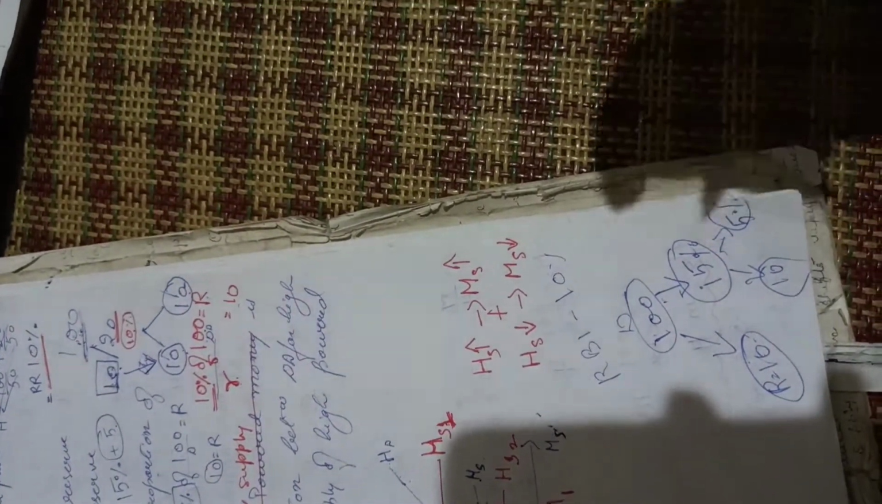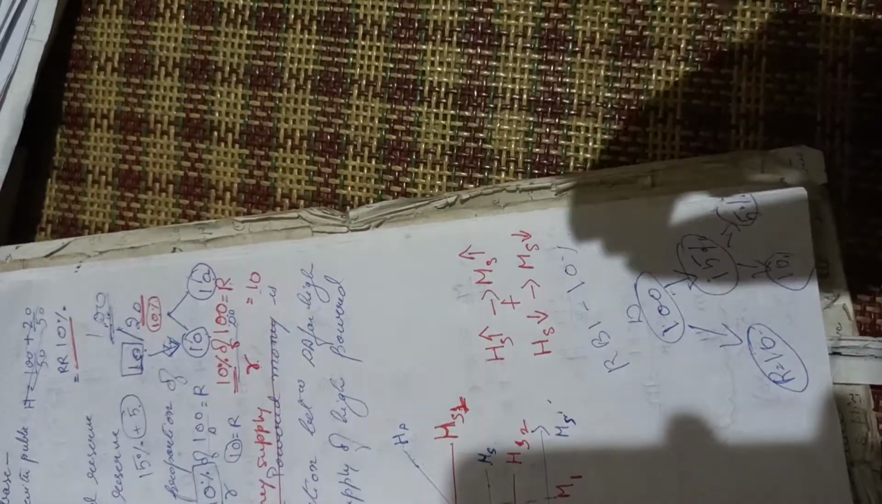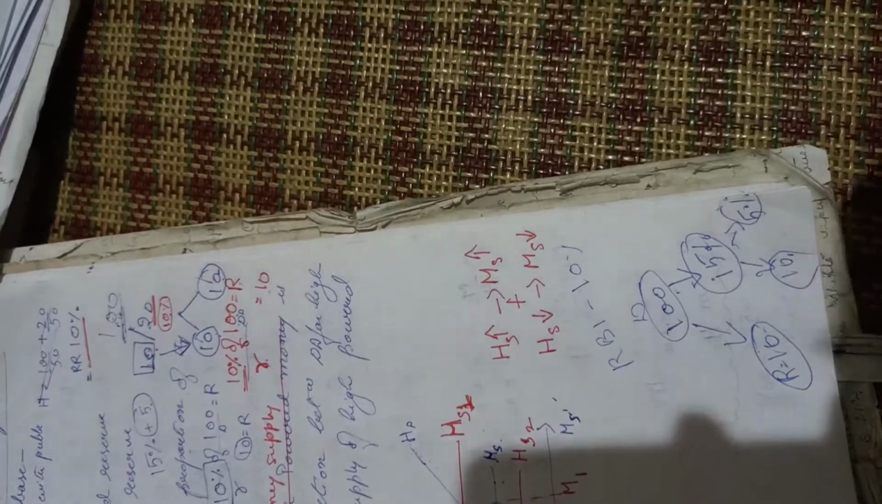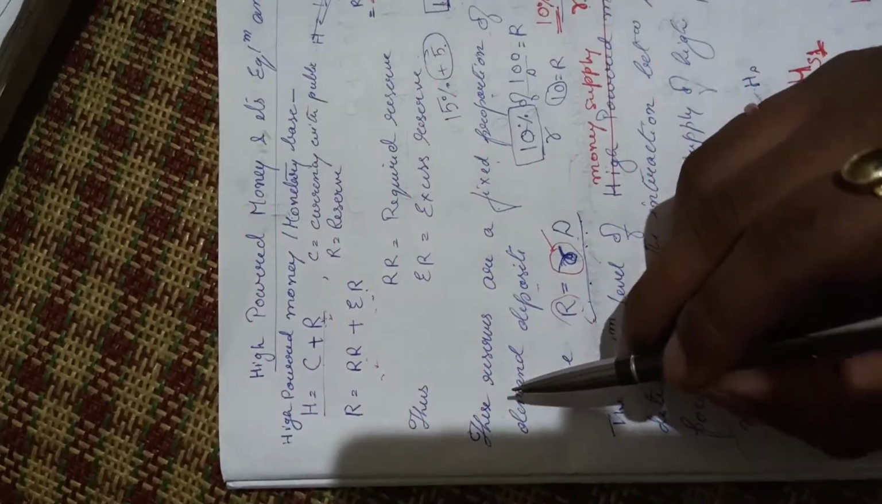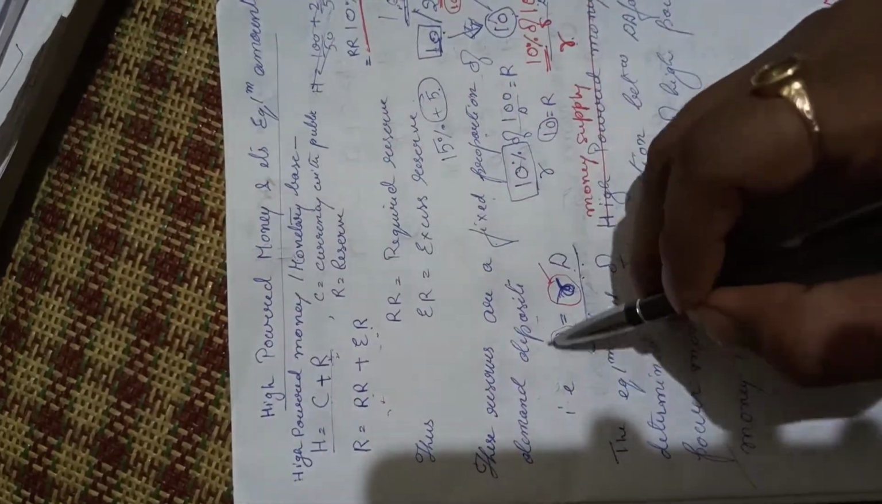Okay, and this 10% is basically the required reserve, because it is made mandatory to keep 10% of your deposit as reserve by the law of the central bank. Okay, now comes the definition part. These reserves are a fixed proportion of the demand deposit.